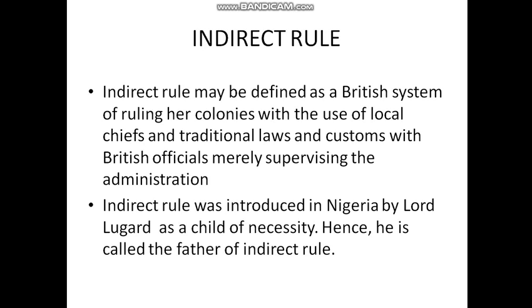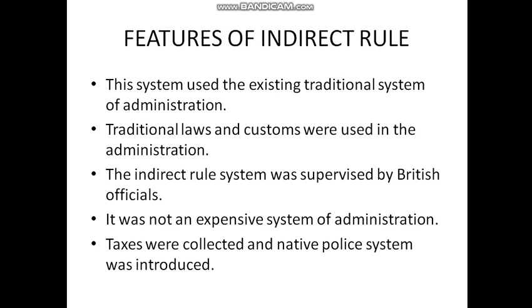I'm taking you to the next slide now. What are the features of indirect rule? When the indirect rule system was taking place, what were the things that were happening? Number 1, this system used the existing traditional system of administration.